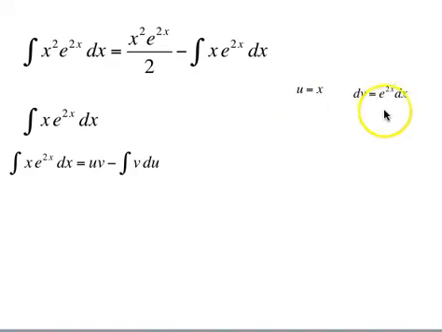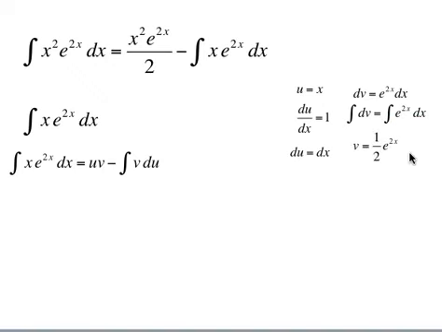Now we've already done this integral in the earlier problem, but du/dx is 1, du is dx. The integral of dv is the integral of e to the 2x dx, which is e to the 2x over 2, or 1/2 e to the 2x. So we're ready to do this integral: uv, x times 1/2 e to the 2x, minus the integral of v du, minus the integral of 1/2 e to the 2x dx.